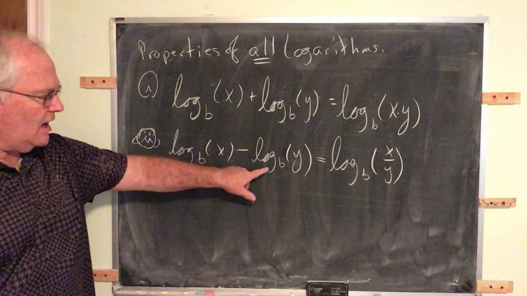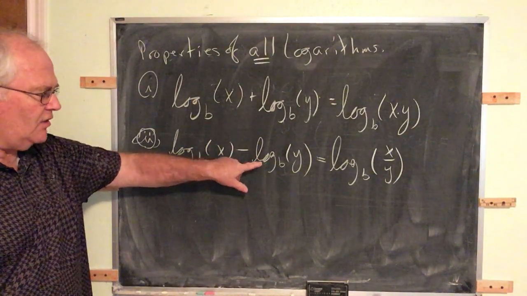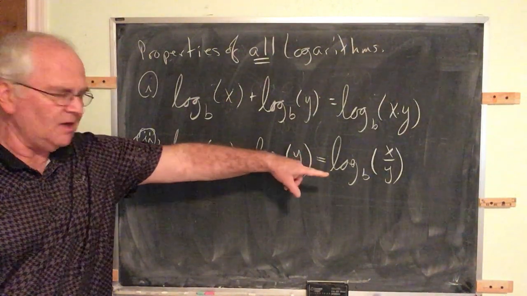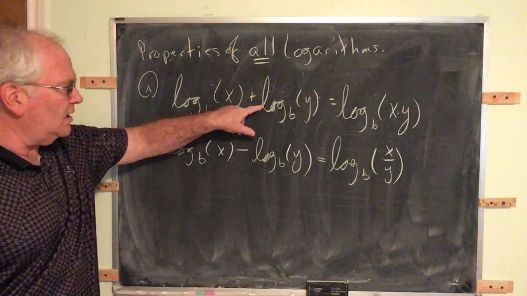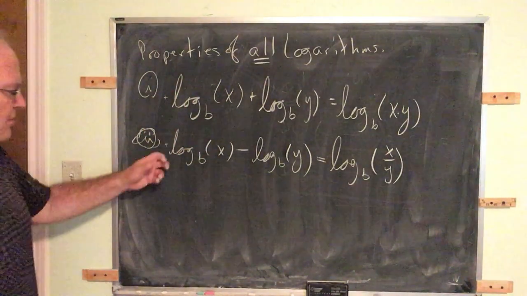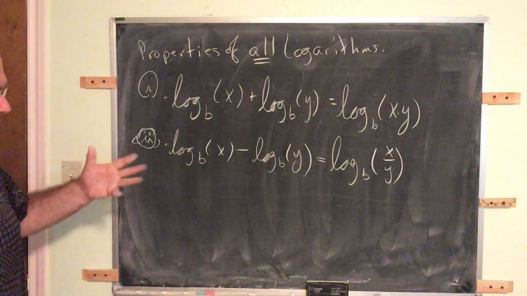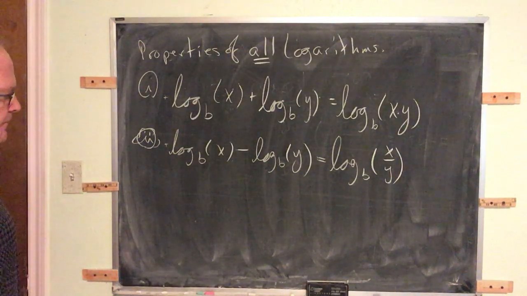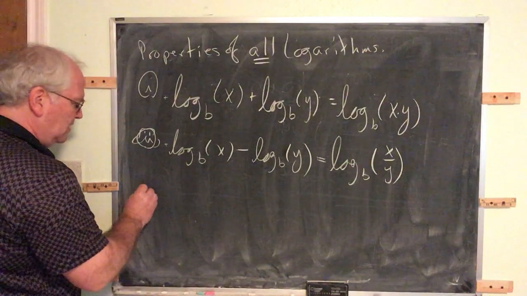Roughly speaking, any logarithm with a negative in front of it, that argument goes to the denominator. Any logarithm with a plus in front of it, and if there's no sign, we assume it is plus, that argument goes in the numerator. And then the third property is similar.